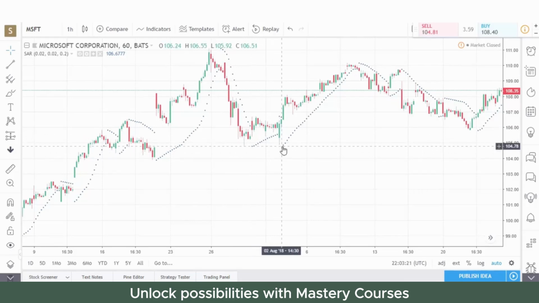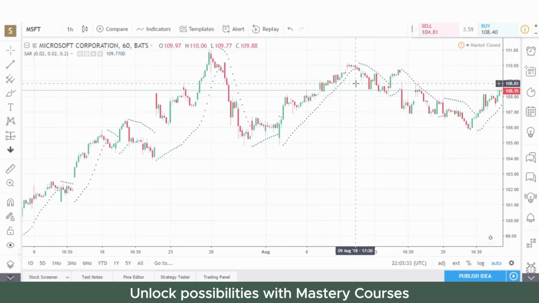Enter back in on August 2nd. We'd have a nice move to the upside here, and so forth. That's how this indicator works on an hourly chart with Microsoft. Again, it's an indicator that you would preferably use in combination with other indicators or with other candlestick patterns. So let's take a look at how it looks on another chart.